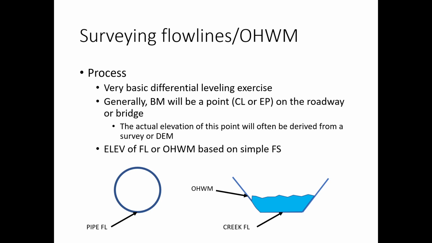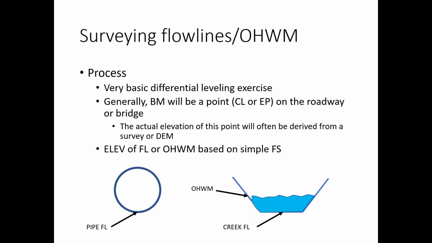So for a creek, the flow line of the creek is the same idea, but it's the bottom of the creek channel, which is different from the ordinary high water mark. So the ordinary high water mark, which we can discuss more in the field, and it's all based on field determinations, but it's the average kind of water height of the creek within its typical flow regime.